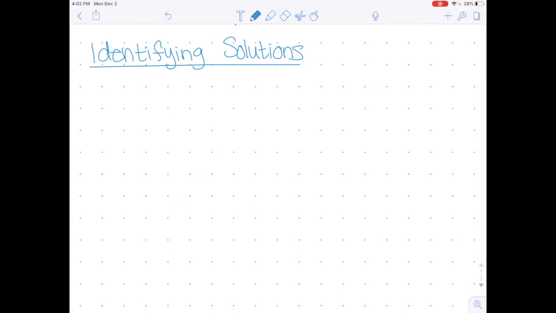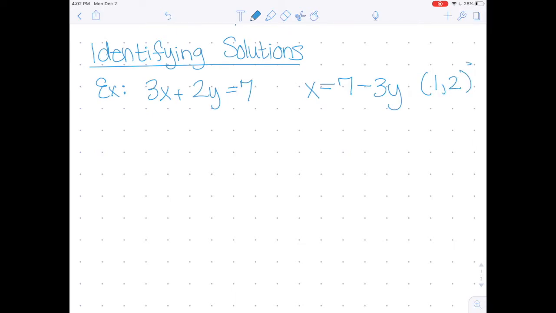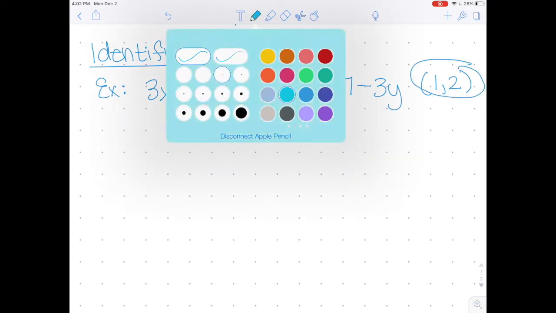Okay, now, so for our first example, they're going to give us two equations. The first one is 3x plus 2y equals 7. And the other is x equals 7 minus 3y. They're going to say, okay, we're going to give you the point 1, 2. Does that point solve both equations? So all we're going to do is plug in 1 and 2 for x and y. So let's give it a shot.